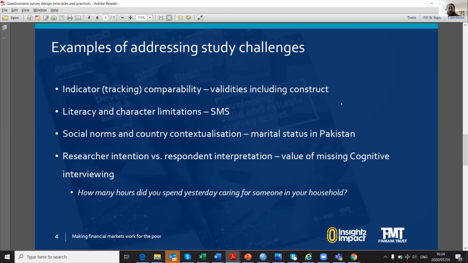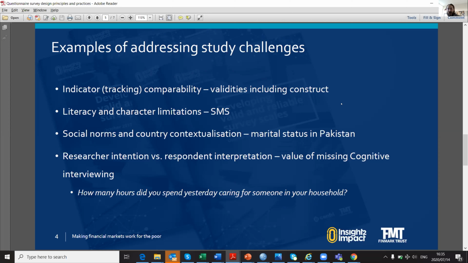Okay, so those are some general principles about questionnaire study design and linking to what we think is really important work with cognitive interviewing for getting meaning. Now, in terms of some examples that we've had, I was just talking about comparability of indicator tracking. What's really important over here is that if you're trying to track indicators that have been covered somewhere else, it's really important that you fully understand the construct that you're interested in covering.